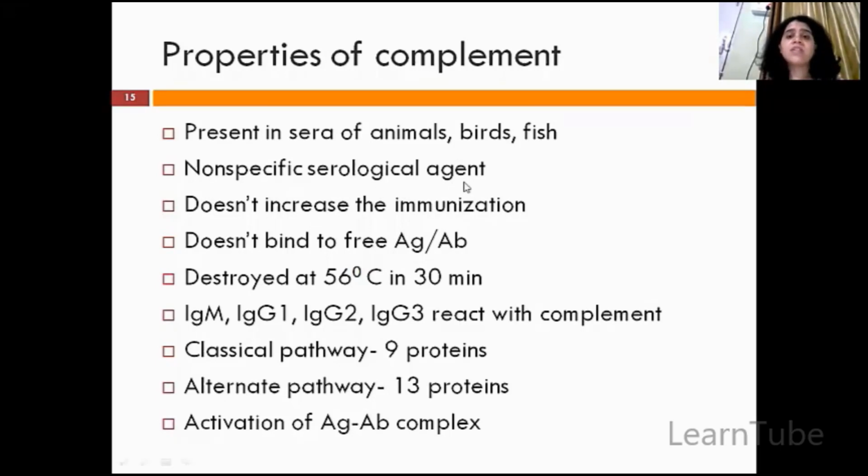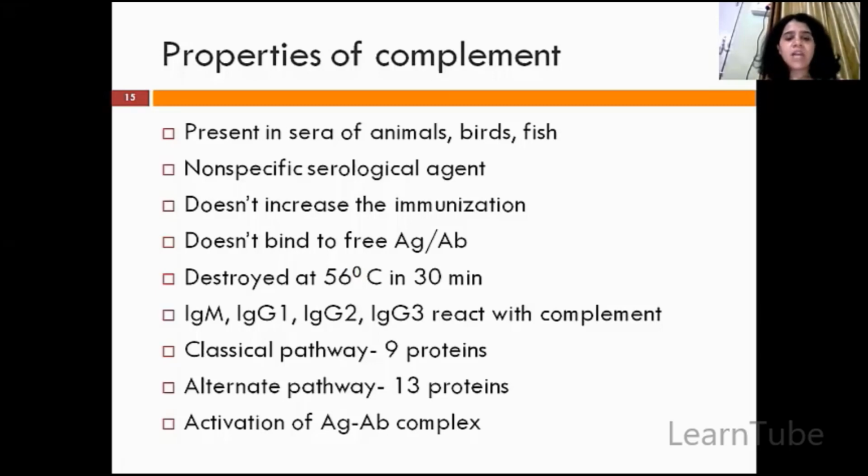This complement system does not get activated only on the presence of a viral infection or bacteria. Usually it gets activated on any kind of infection. It doesn't increase the immunization. If your body's complement system is working well, it doesn't mean that your immunity is good. It doesn't bind to free antigen. If there are free antigens or antibodies present in your body, the complement system will not get activated. There has to be interaction between antigen and antibody. Then only your complement system will get activated. They are destroyed at 56 degrees Celsius in 30 minutes.